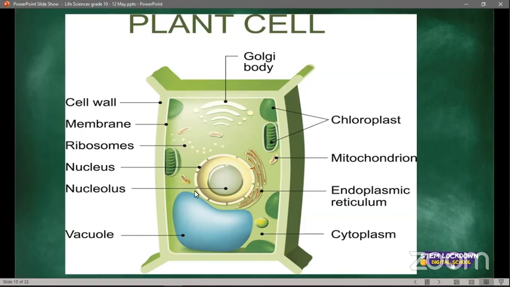It has a nucleus. It has ribosomes. It has a cell membrane. And then it has the cytoplasm. We said it has the protoplasm, which has the cytoplasm and the nucleus. So the cytoplasm consists of all these other organelles. It has the ER, the mitochondrion, and the large vacuole. This is the large vacuole.